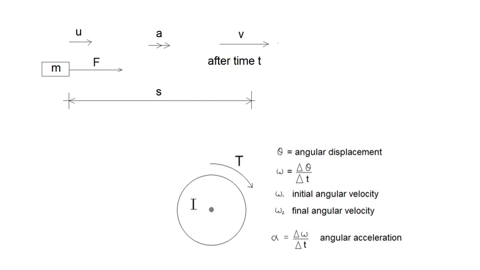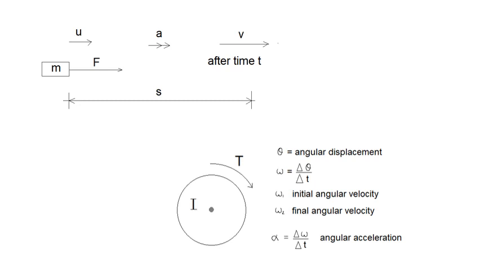This is an object, and it has a moment of inertia, I, and we are applying a resultant torque, a resultant moment to it. And because of this, there's going to be an angular displacement, theta. There will be an angular velocity, which is delta theta over delta t. Initial angular velocity, omega 1, final angular velocity omega 2, angular acceleration delta omega over delta t. So look, it's the same, it's just different symbols, and one of them's linear, the other one is rotational.